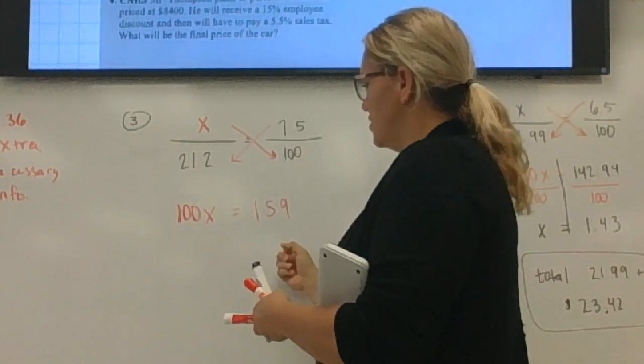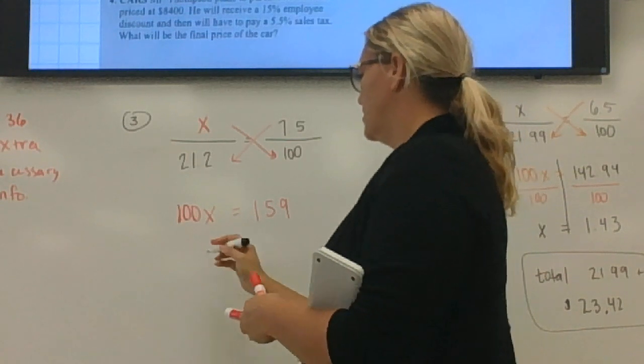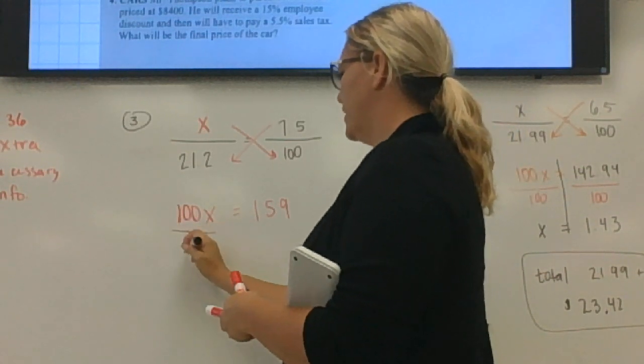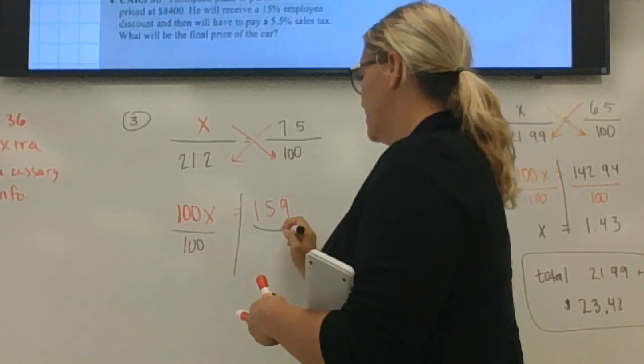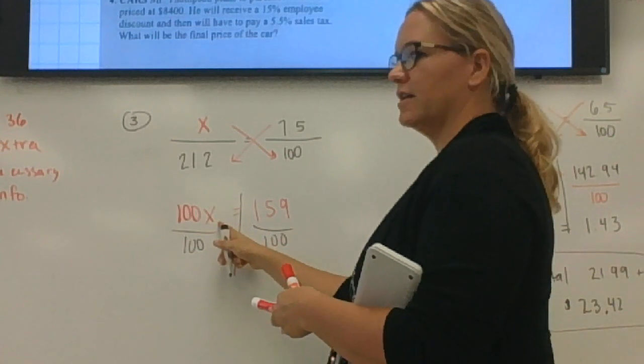But what's the answer looking at that? So I'm going to divide by 100. I'm going to divide by 100 to get x alone.